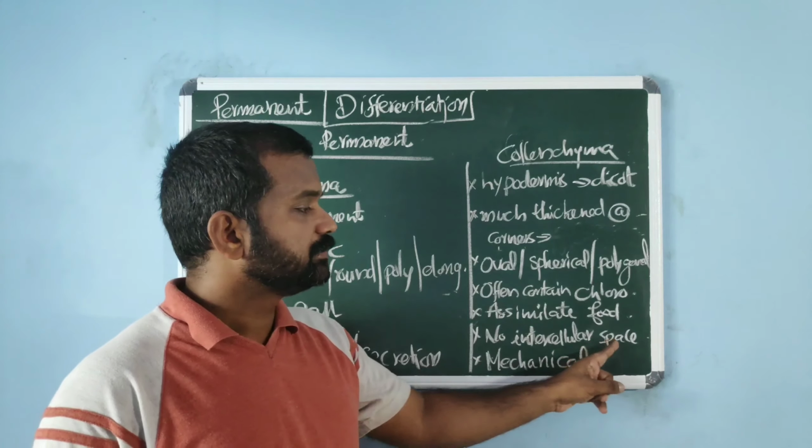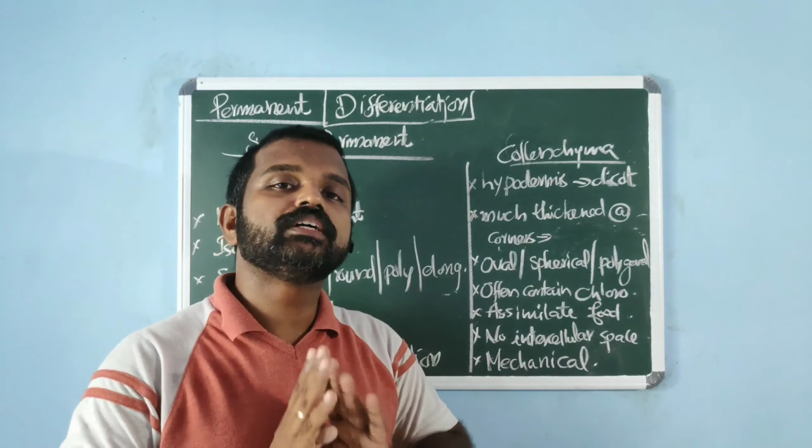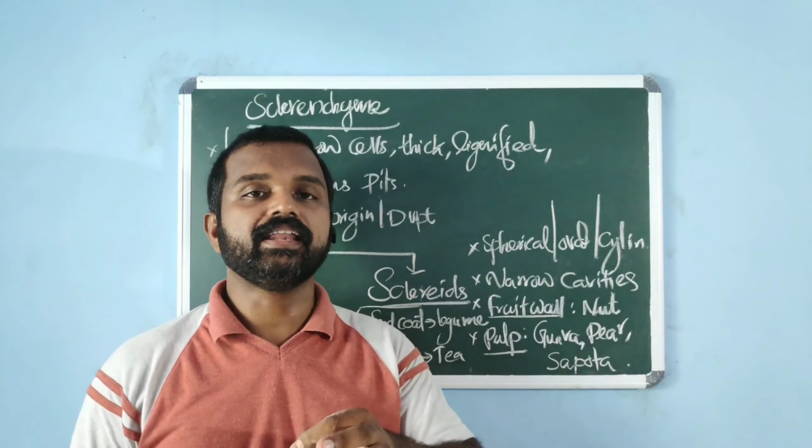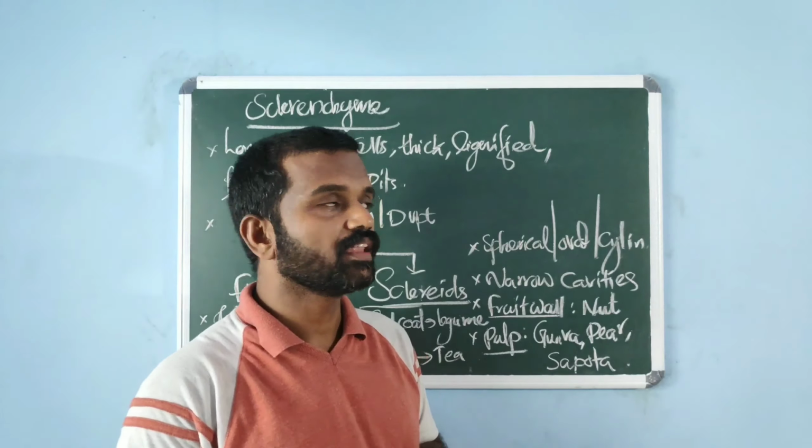Then cells are tightly packed, no intercellular spaces. They are specialized for providing mechanical support, that is to young growing parts like young stem, petiole of leaf, etc. Sclerenchyma is a dead tissue. It is specialized for providing mechanical support. It is a major mechanical tissue in plants.